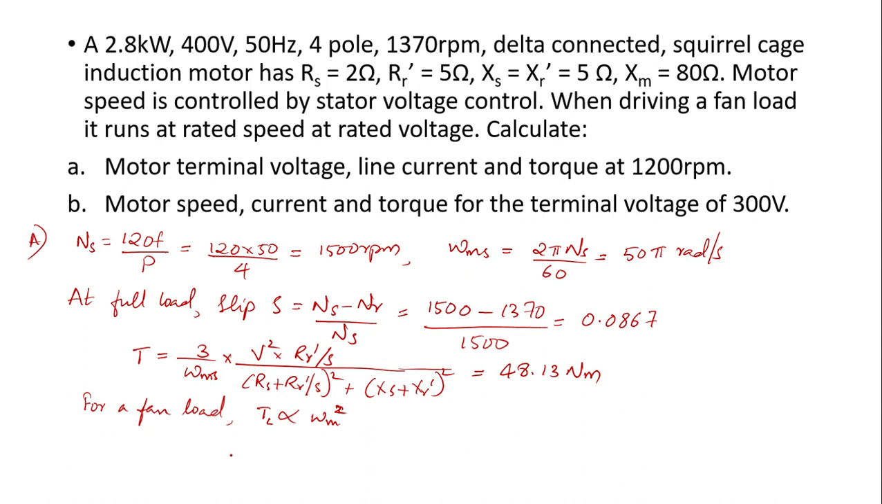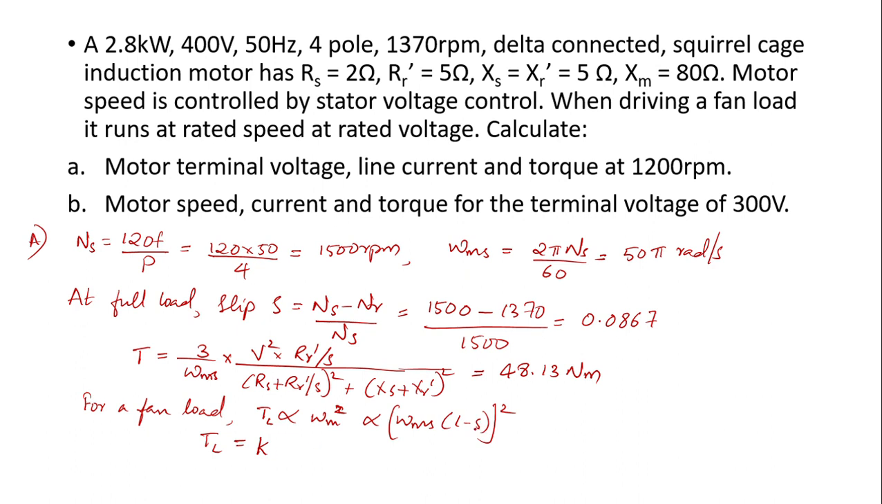So to remove the proportionality, I have to give a constant. And you already know that omega m is actually given as omega ms into (1 minus s), and here you will have a whole square. And you already know that for a fixed number of poles and a fixed frequency, omega ms is a constant. So when you are removing the proportionality, you will have a constant, and omega ms is also a constant. So I'm going to include all of the constants and give it a name k, where k represents a constant.